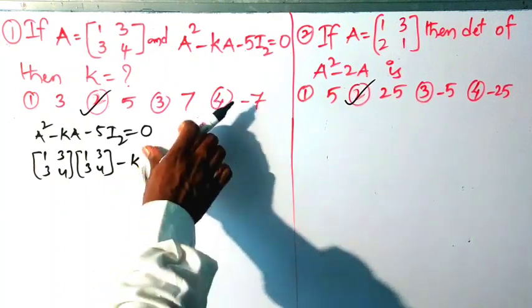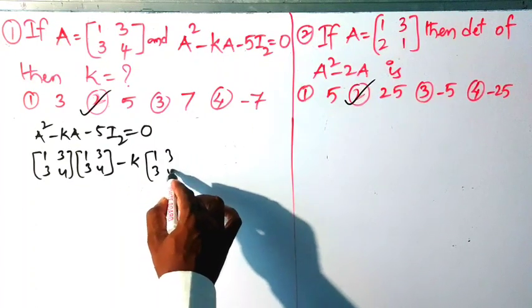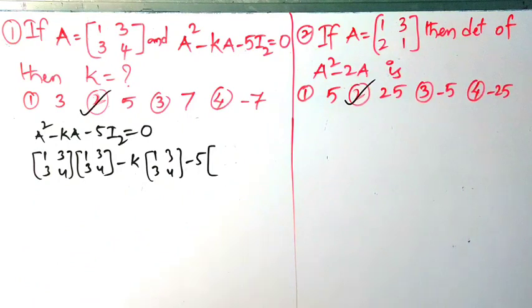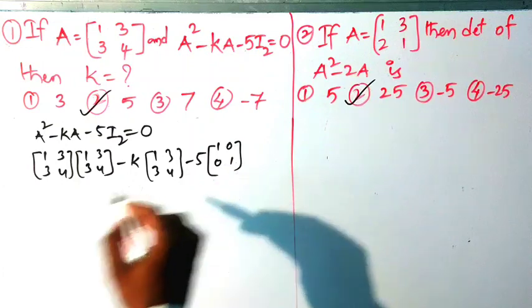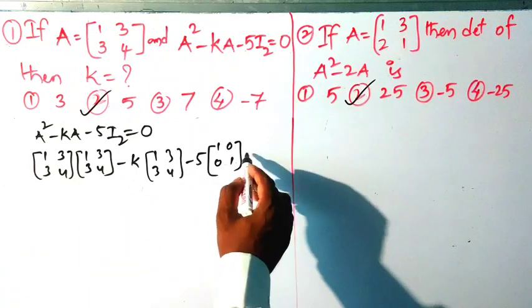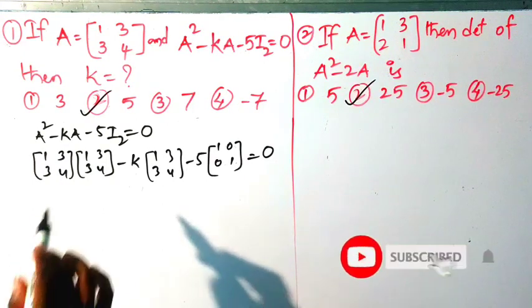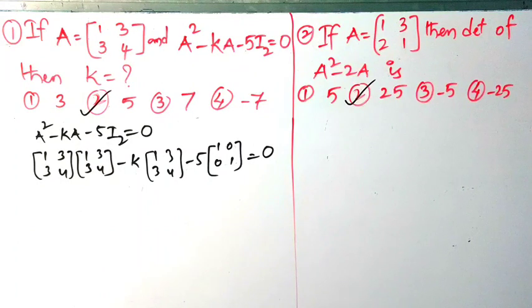Minus k into A, which is [[1,3],[3,4]], minus 5 into I, where I2 is the identity matrix of order 2, that is [[1,0],[0,1]], equals 0. These are the given values. Here we have the product of two matrices, that is the multiplication of two matrices. So how to multiply here?